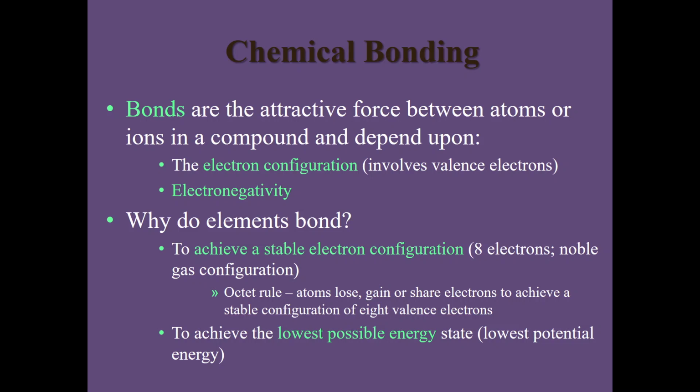And why do elements bond? To achieve a stable electron configuration. They follow the octet rule. Atoms lose, gain, or share electrons to achieve a stable configuration of 8 valence electrons, with the exception of helium and hydrogen only needing 2. A stable electron configuration is really just a fancy way of saying lowest possible energy state. Everything wants to be in the lowest possible energy state, and that's the reason why things bond and come together.